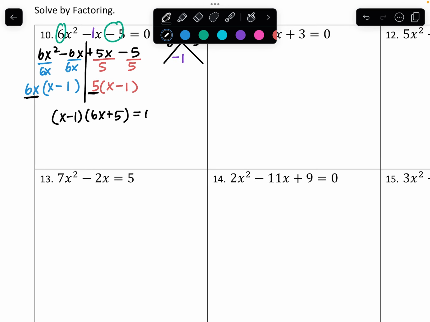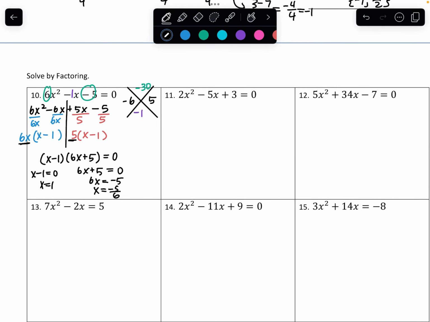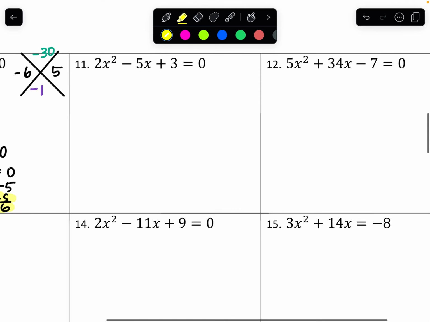Okay, and so these factors are equal to 0. If we set each one individually equal to 0, we can solve for x. So in this case, x equals 1. Here, 6x equals negative 5. Divide by 6, you get negative 5 over 6. And so our solutions are x equals 1 and x equals negative 5 over 6.